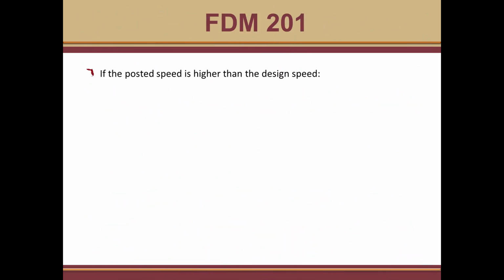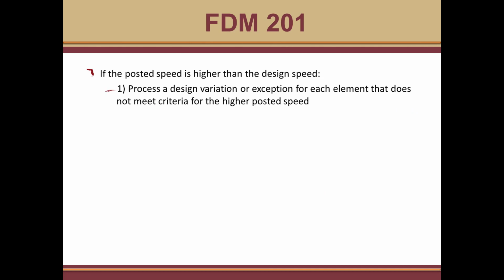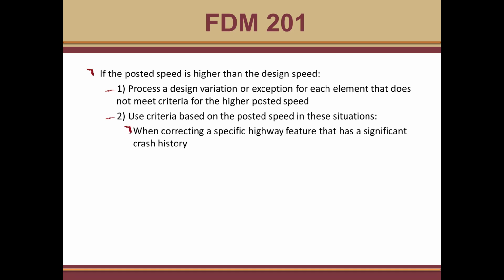Okay, so again, just to recap, if the posted speed is higher than the design speed, you do need to process a design variation or exception for each element that does not meet the criteria for that higher posted speed. And you want to use the criteria based on the posted speed in situations when you're correcting a specific highway feature that has a significant crash history, or for any new highway feature. In those situations, you treat the posted speed as the new design speed essentially.